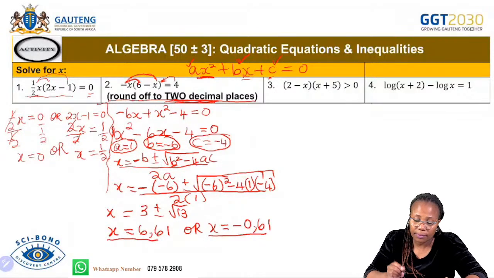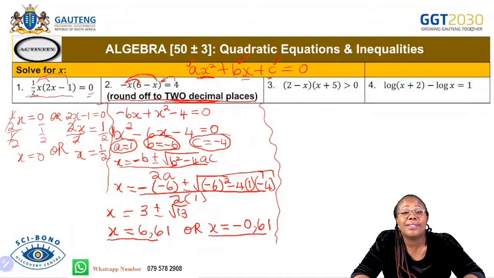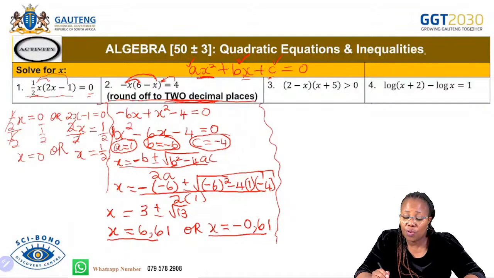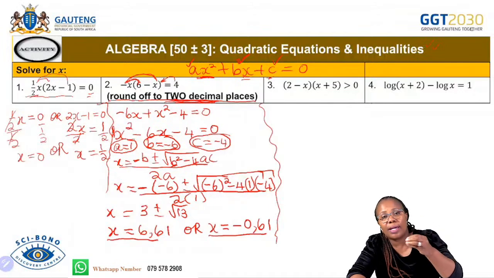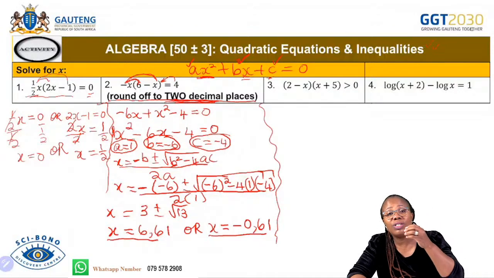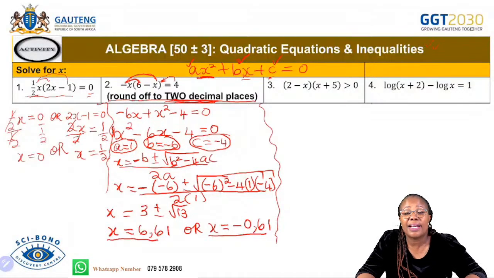Okay. Then we move to the third part. If you look at this one, this is now an inequality. It's not an equation, but it's an inequality. To be an equation, you must have an equal sign. In this case, we are talking inequality because the sign is of an inequality, and this one is saying greater than. So now we are having 2 minus x into bracket x plus 5, which is greater than 0.